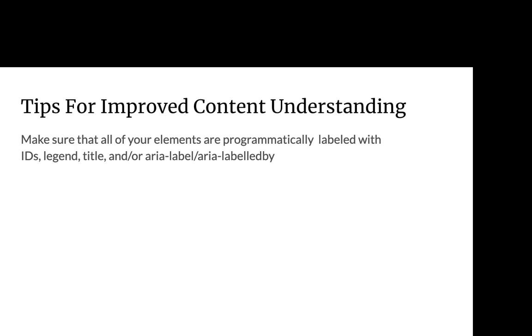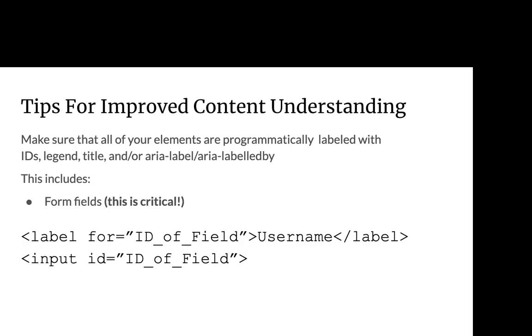So, tips for improving content understanding. I'm going to go through this pretty quickly, but basically it's important as a developer to always make sure that your code is programmatically labeled in some way. For example, if you have form fields, it's really important that the label is programmatically associated with the field. Otherwise, when your user tabs into the field, they're not going to know what they're supposed to enter. And that's simply done using an ID, and then for, using that ID.